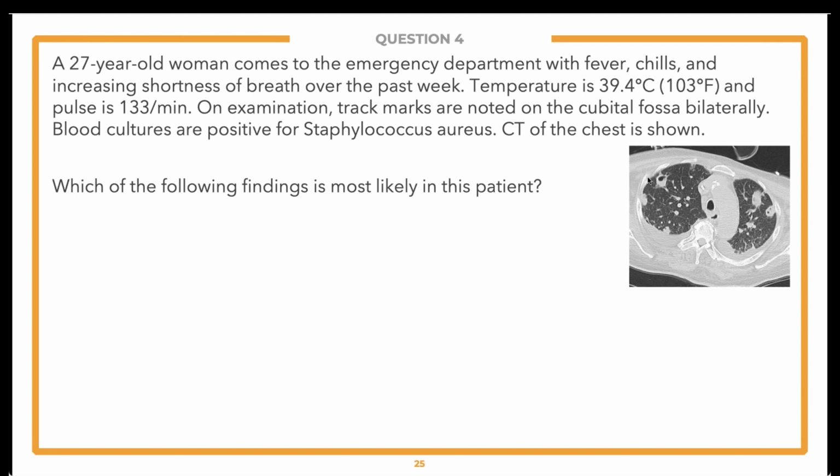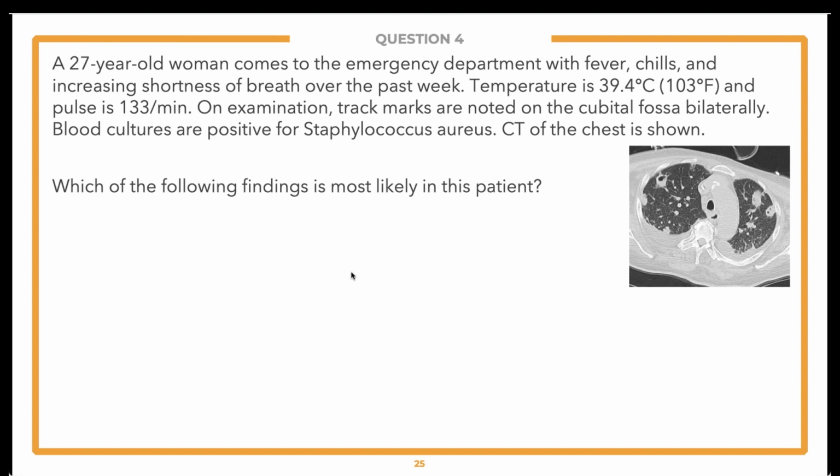A 27-year-old woman comes to the emergency department with fever, chills, and increasing shortness of breath over the past week. Temperature is 39.4 and pulse is 133. On examination, track marks are noted on the cubital fossa bilaterally. Blood cultures are positive for Staphylococcus aureus. CT of the chest is shown. So again, which of the following findings is most likely in this patient?